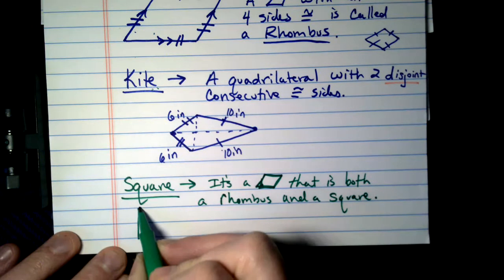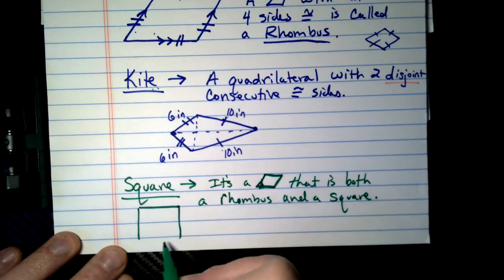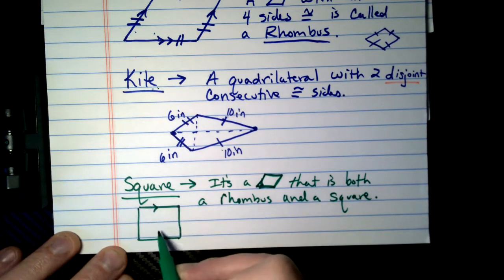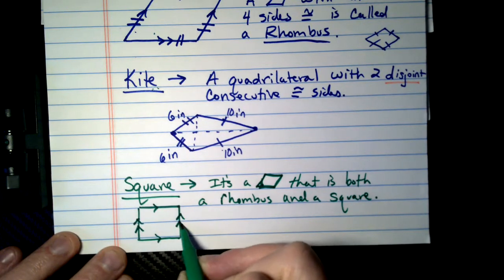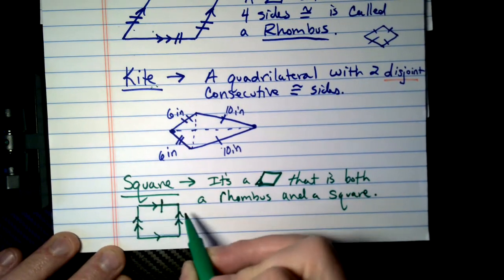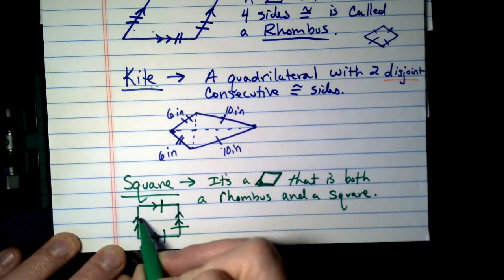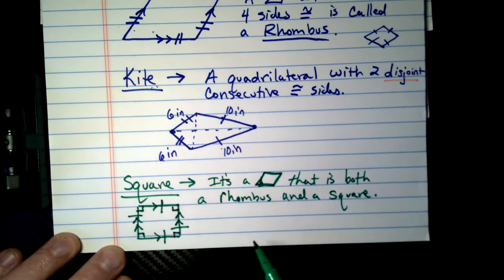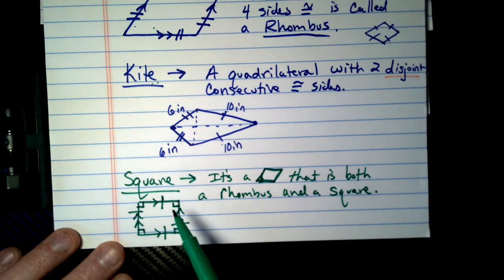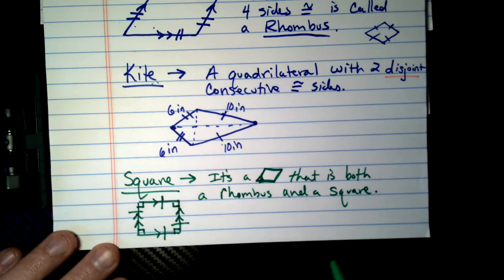So it's a quadrilateral. It's a parallelogram. It's got opposite sides parallel. Left parallel with the right, top parallel with the bottom. It's got all 4 sides congruent. It's got all 4 angles as right angles. So it's got the properties of a rhombus, the properties of a parallelogram, properties of a rectangle.